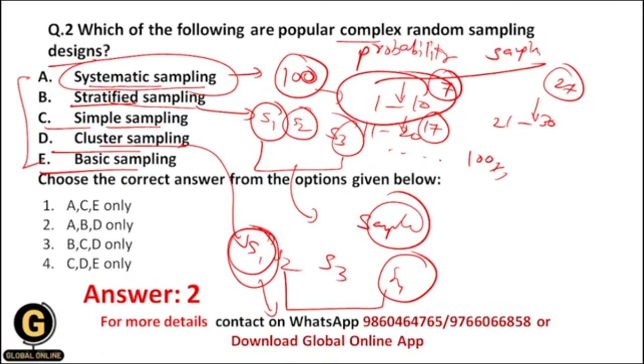and that's why this is as well a complex random sampling design. And within simple random sampling, the only thing we do is select the samples randomly from the whole population. This is the only one process or step we are going to do in the simple random sampling technique, and that's why this is only a simple random sampling technique, not a complex random sampling technique. And that's why your correct answer should be 2 over here, that is A, B, D only, because systematic sampling, stratified sampling and cluster sampling, all of these are complex random sampling designs.